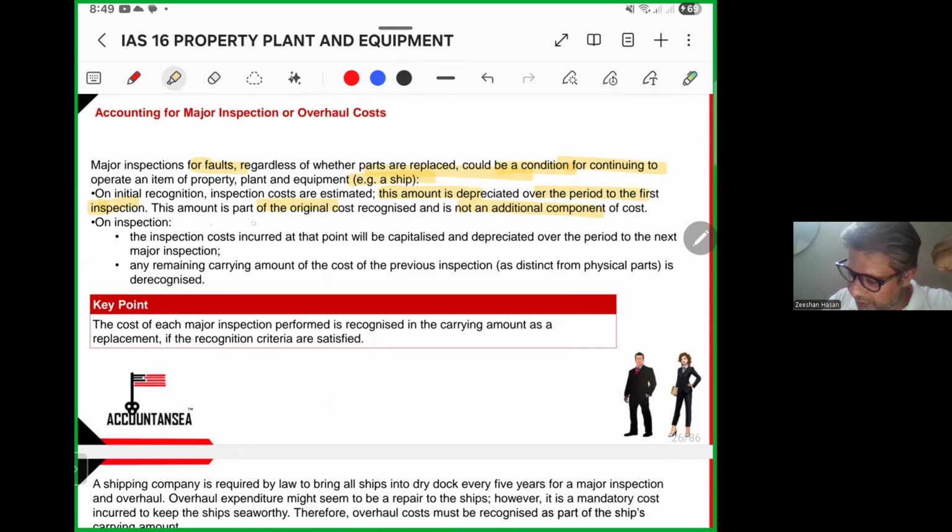On inspection, the inspection cost incurred at that point will be capitalized and depreciated over the period to the next major inspection. Any remaining carrying amount of the cost of the previous inspection, as distinct from physical parts, is de-recognized. The cost of each major inspection performed is recognized in the carrying amount as a replacement if the recognition criteria are satisfied.